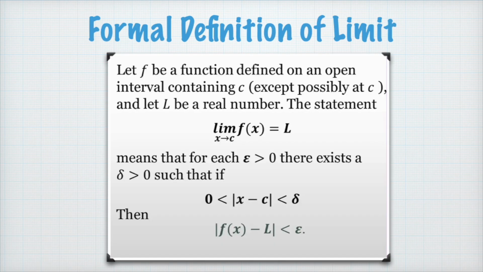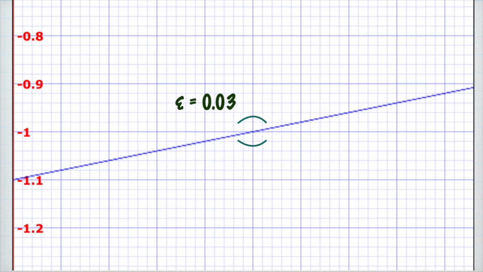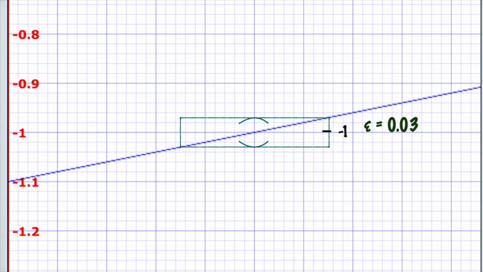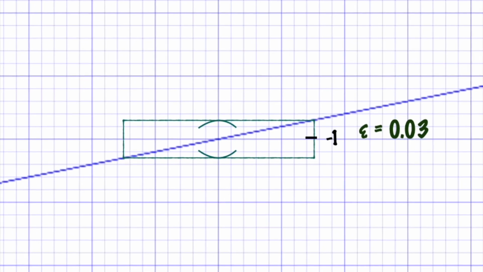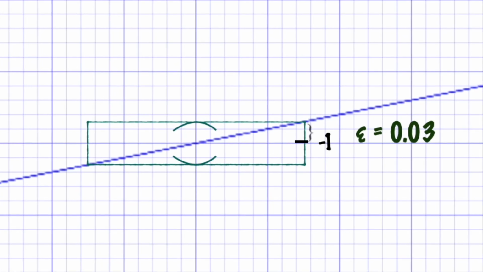So let's try another epsilon because the definition says we must find a delta for each epsilon greater than 0. So let's try a smaller epsilon, let's say 0.03. So here we are, zoomed in, and this is how close we have to get to the function. So if we are within 0.03 of our limit, -1, that means we're looking at function values between -1 minus 0.03 and -1 plus 0.03.